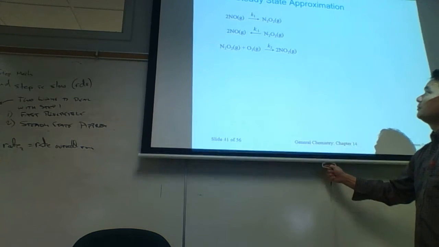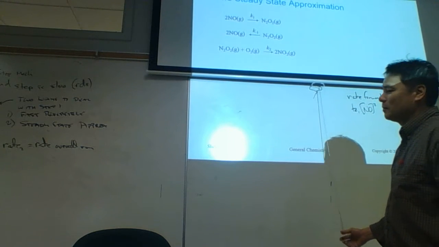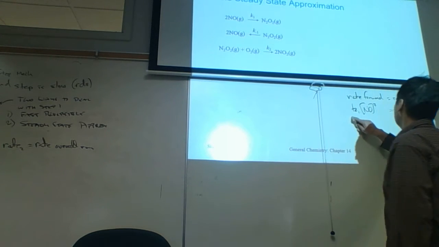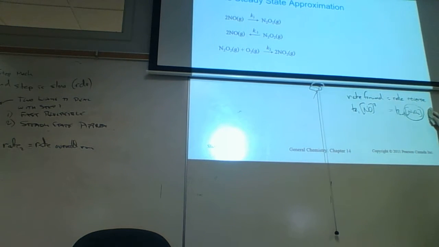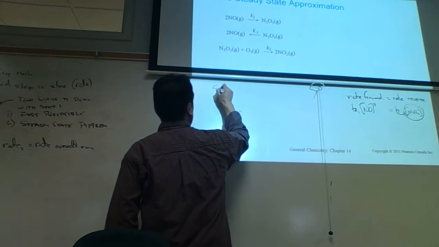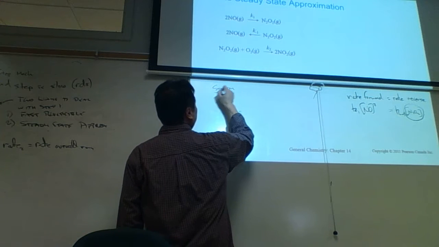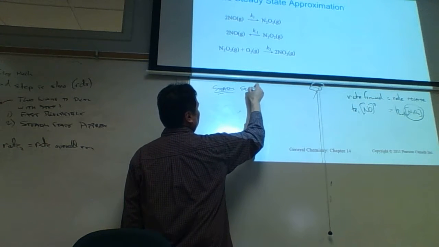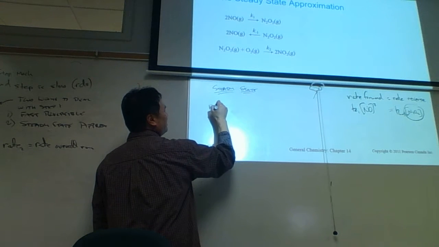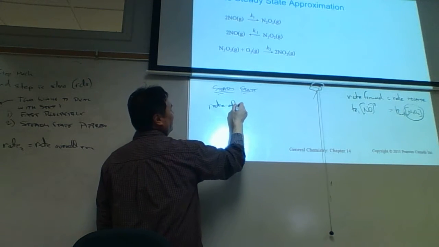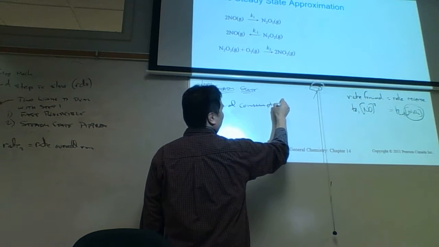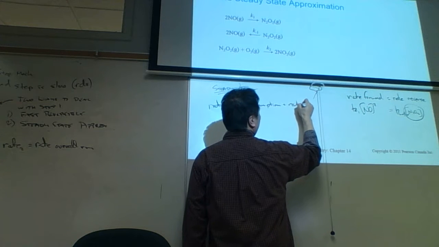All right, the other way of dealing with this is by using the steady state approximation. So the fast reversible, what we do with the first step is just assume that the rate of the forward reaction is equal to the rate of the reverse reaction. That's fast reversible. For steady state, we make a slightly different assumption. And the slightly different one is that the rate of consumption is equal to the rate of production.